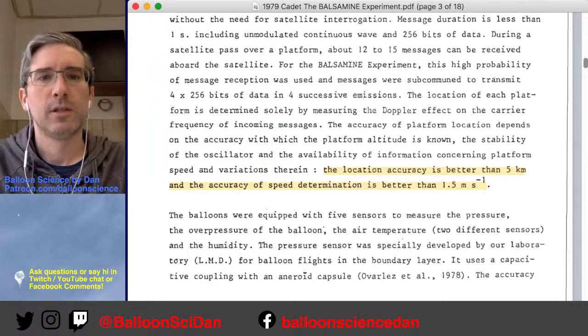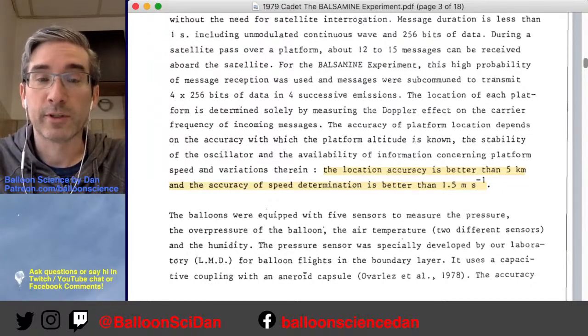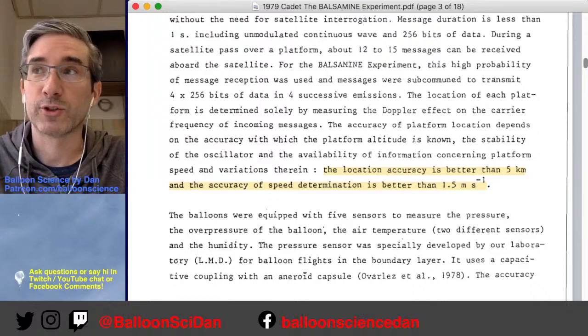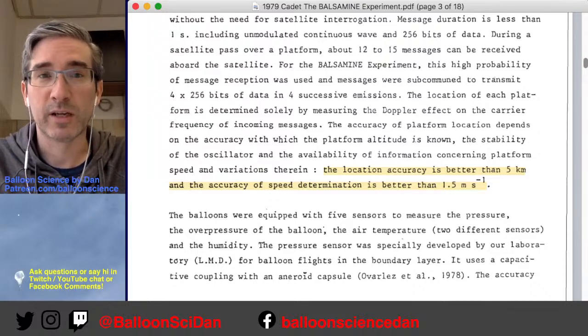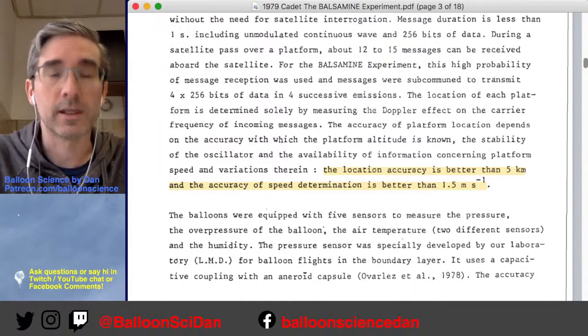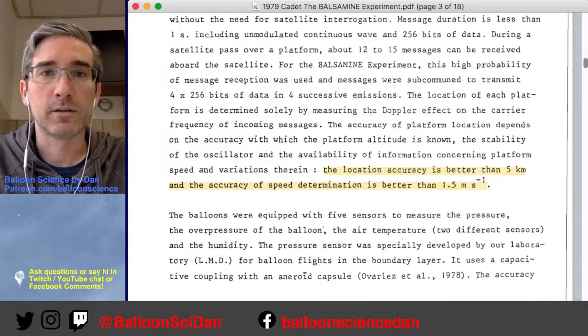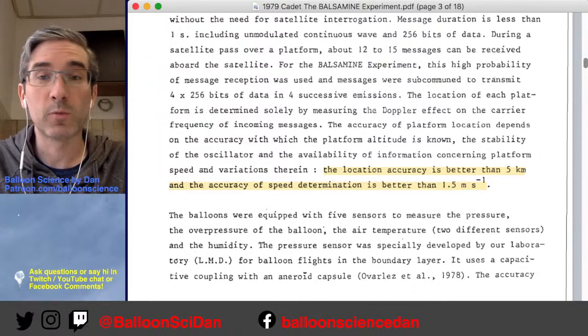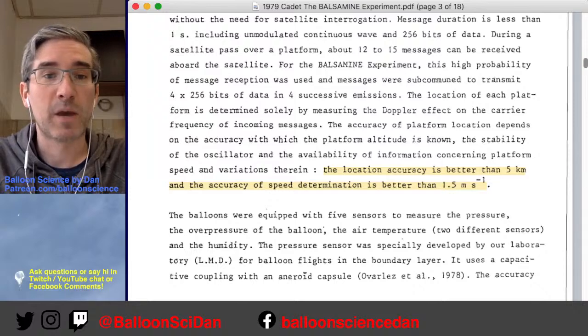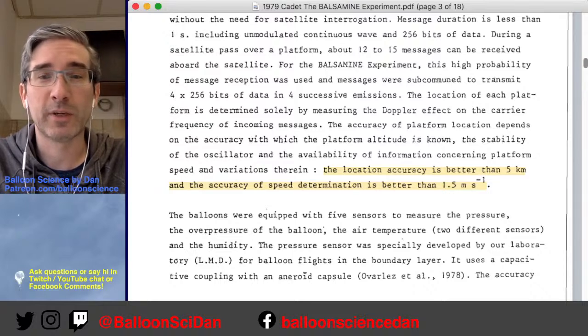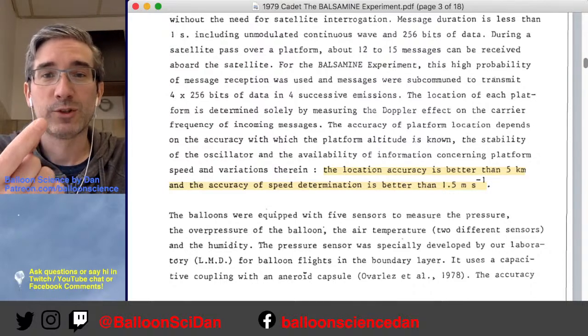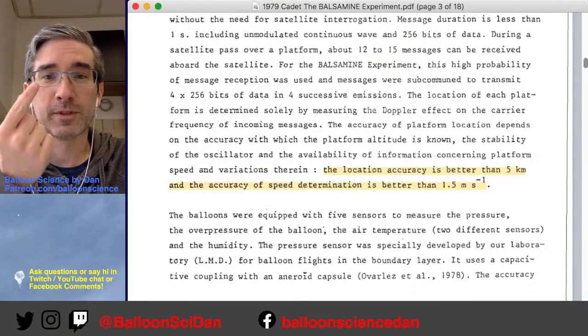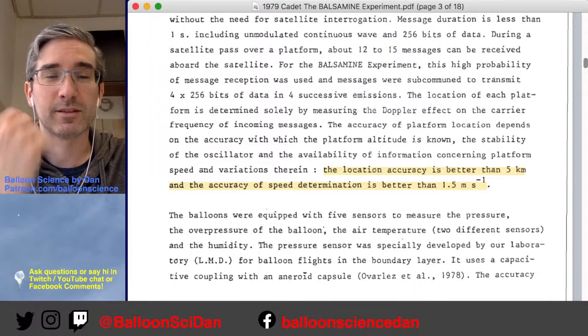second. Location accuracy of 5 kilometers seems like trash today, now that we have GPS and GLONASS and Galileo and various global navigation satellite systems, but it was amazing precision back in the 70s when one satellite was doing the location, and it was doing it just by hearing the tone change of the radio frequency as the satellite passed the balloon transmitter.